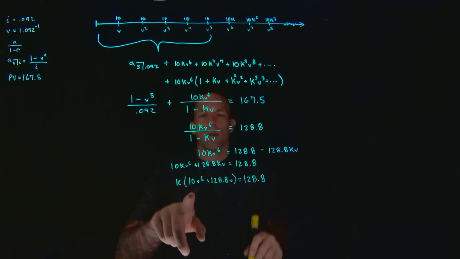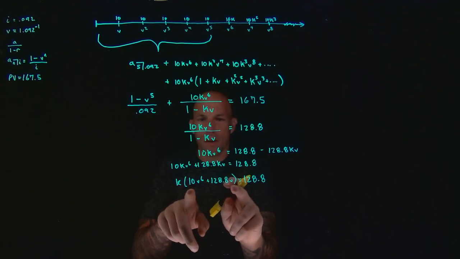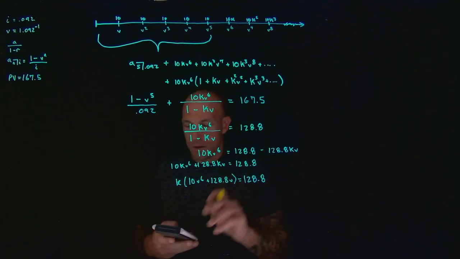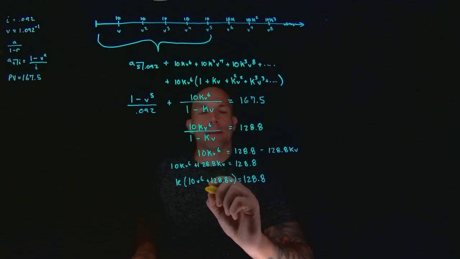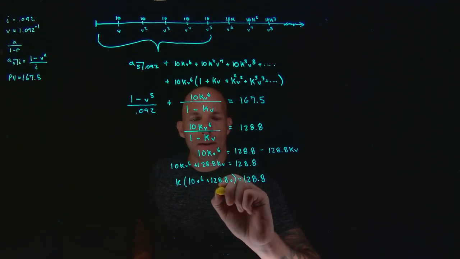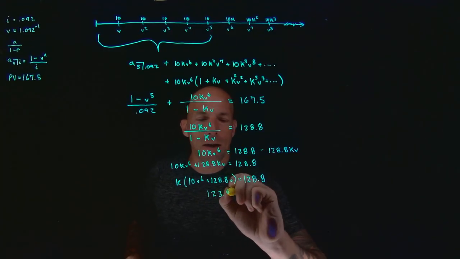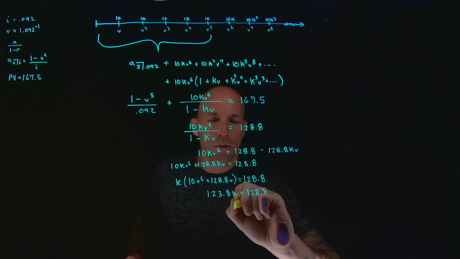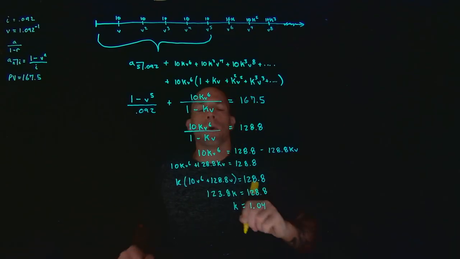128.8. So to get k, we're just going to divide both sides by this term here, but this term has a constant value as well. So let's go ahead and run that through the calculator. You get just about 123.8. So I'm going to round it. So we could simplify this term, and this left side, we'd have 123.8k equals 128.8. Divide both sides by 123.8, and you get something that is pretty close to 1.04.